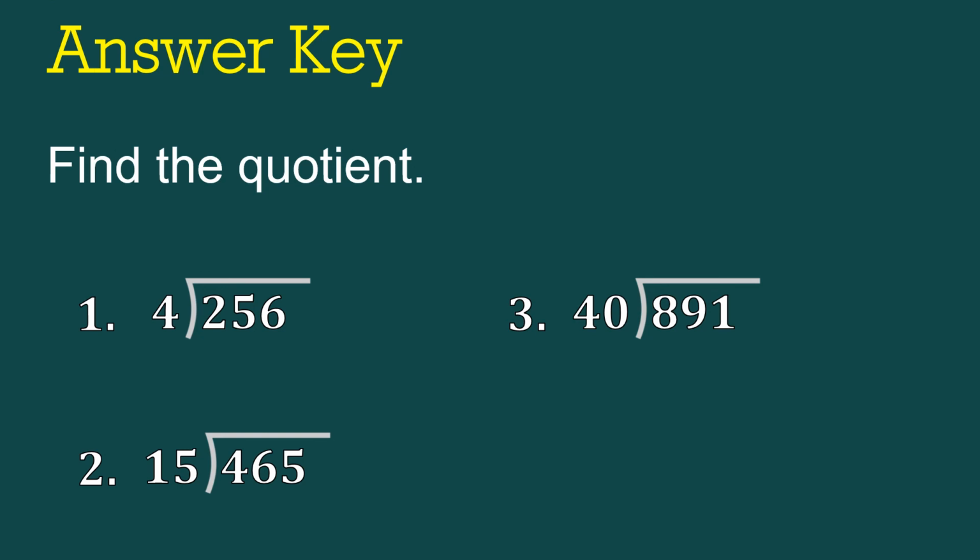Here are the correct answers to the questions. 256 divided by 4 is equal to 64. 465 divided by 15 is equal to 31. 891 divided by 40 is equal to 22 remainder 11.